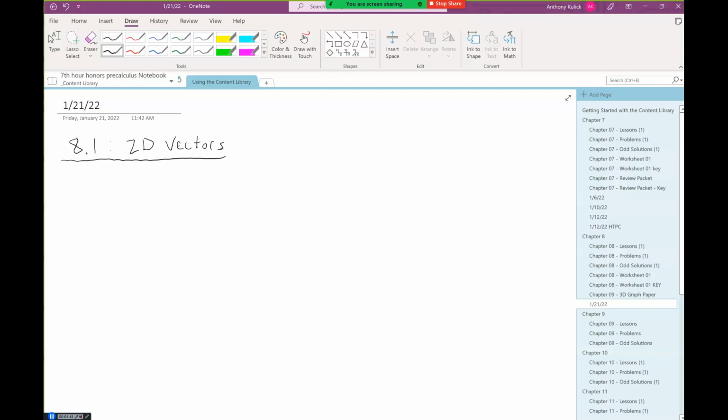So we'll just start by defining some pieces. We say that a two-dimensional vector is just a pair of real numbers that represent two quantities, magnitude and direction.